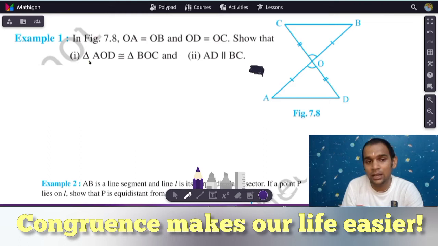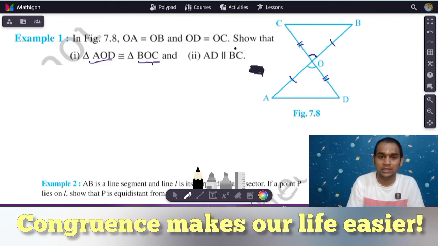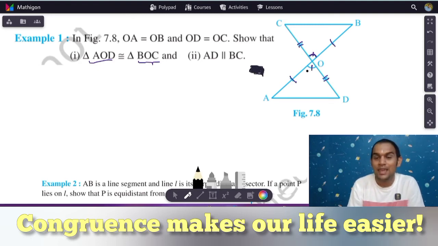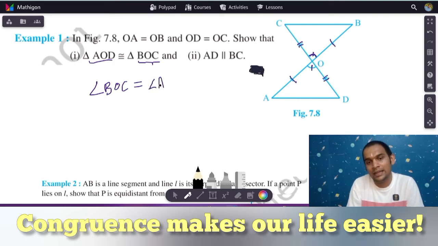Since we are considering AOD and BOC, AOD is this particular triangle, and BOC is this particular triangle. Over here, OC is equal to OD, AO is equal to OB, and the third thing we can observe is the angle. These two sides are already given to be equal. Now we just have to find one more criterion, the angle. These two sides make this angle, and AO and OD make this angle. Angle BOC is equal to angle AOD.